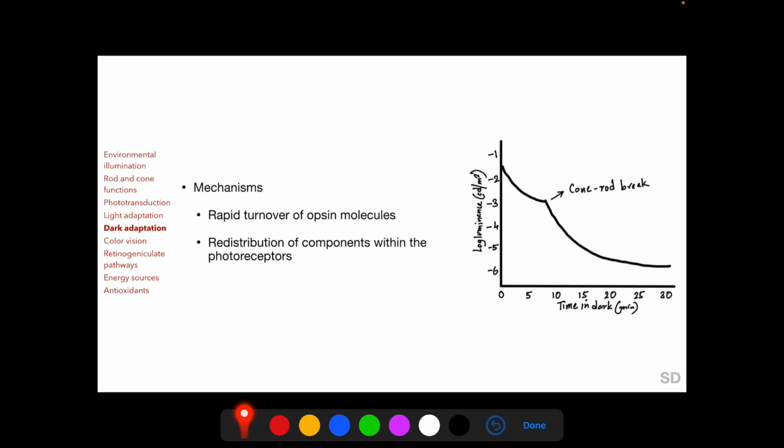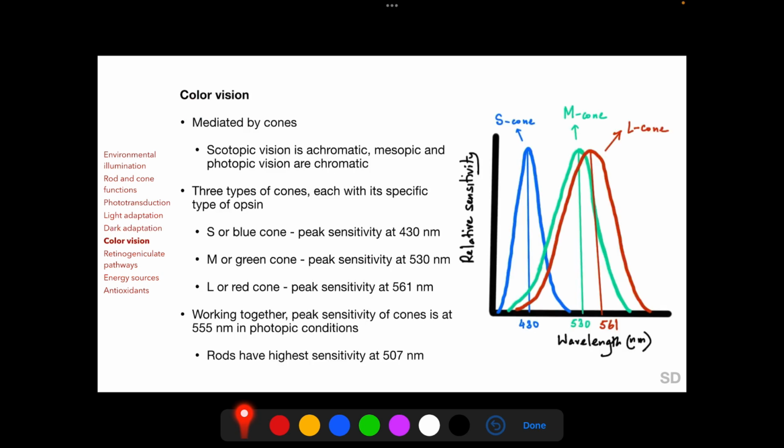Mechanisms of dark adaptation include rapid turnover of opsin molecules, which we have described, and also redistribution of various components of the phototransduction cascade within the separate compartments of the photoreceptors. Color vision is mediated by cones, and so mesopic and photopic vision are chromatic, but scotopic vision is achromatic.